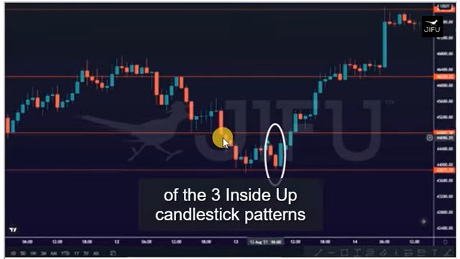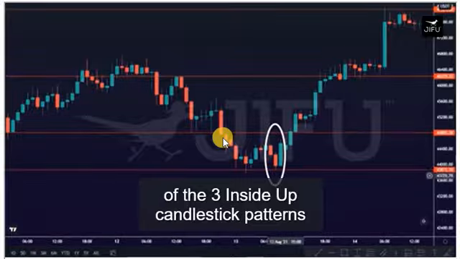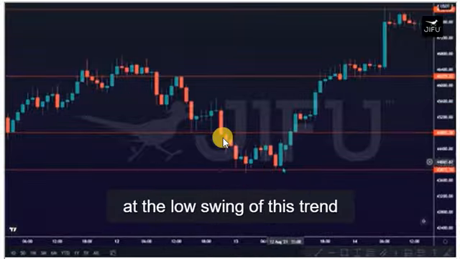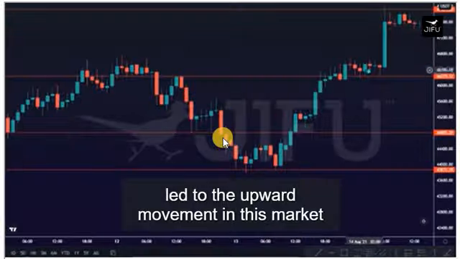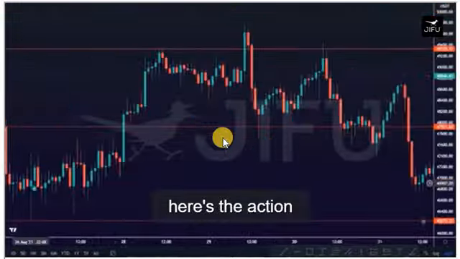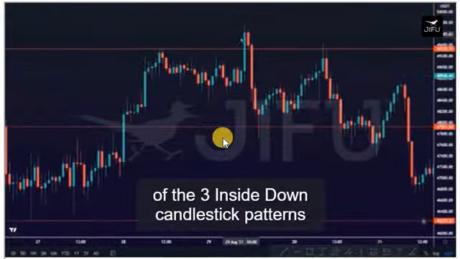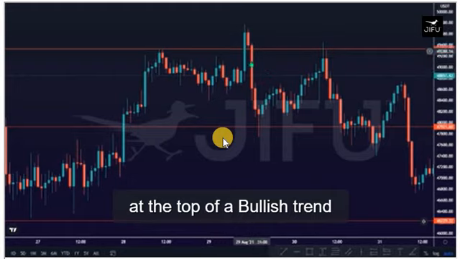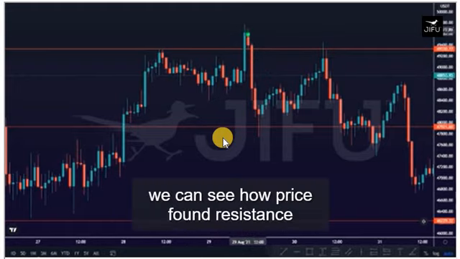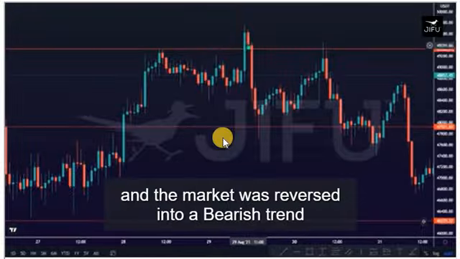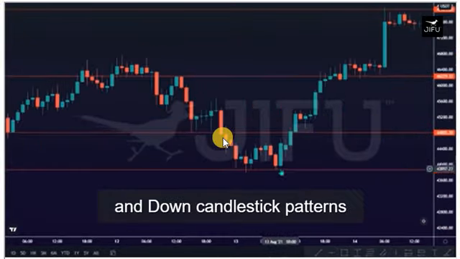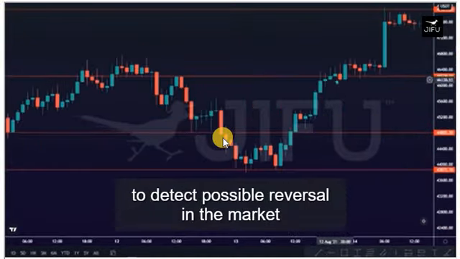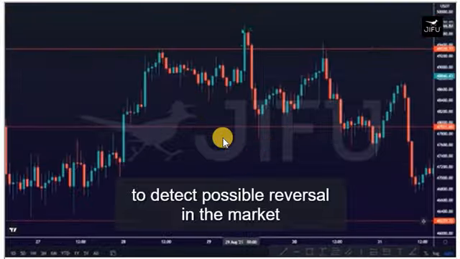Here's an example of the 3 inside up candlestick pattern at the low swing of this trend. We can see how this candlestick pattern led to the upward movement in this market. Here's the action of the 3 inside down candlestick pattern at the top of a bullish trend. We can see how price found resistance and the market was reversed into a bearish trend. This is how to use the 3 inside up and down candlestick patterns to detect possible reversal in the market.